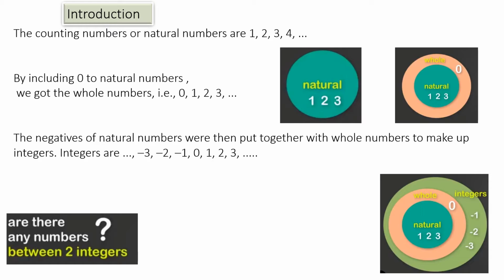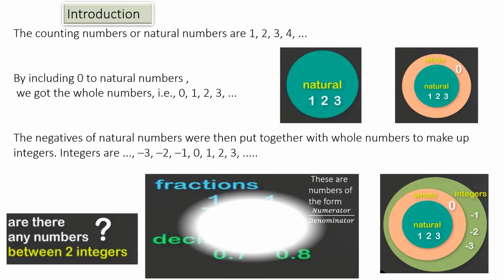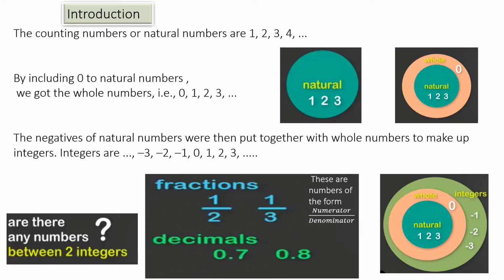Yes, we have learned some more sets of numbers, that is fractions and decimals. Fractions can be expressed in the form of numerator by denominator, and every fraction can be expressed in the form of decimal also. Thus, in this chapter, we shall extend the number system further. We shall introduce the concept of rational numbers in this class.